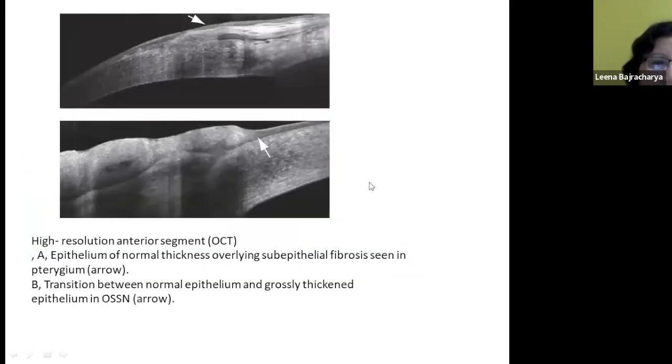So this is the high resolution anterior segment OCT. The upper one is the pterygium, which shows that the dark layer is the epithelium, which is normal. In the pterygium, beneath the epithelium, there is fibrovascular tissue, but in this lower picture, the darker epithelial zone suddenly becomes bulky and hypertrophic, which signifies neoplastic growth. So anterior segment OCT is a useful, non-invasive tool to distinguish suspicious lesions.